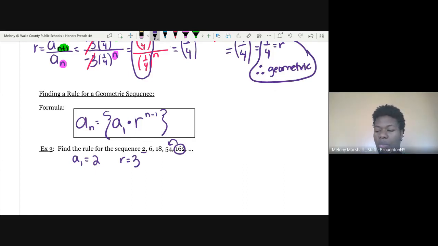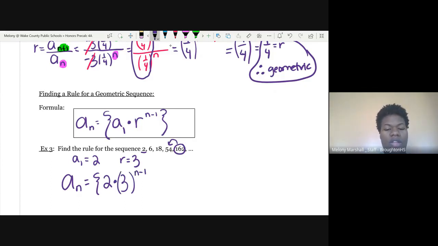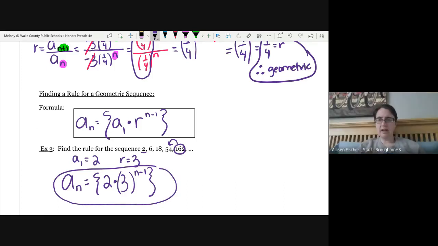And so our rule is a sub n equals, we put the brackets just like the rule says, a sub 1 is 2, and then we times it by our R, 3, in parentheses, to the n minus 1 power. And this is our rule.